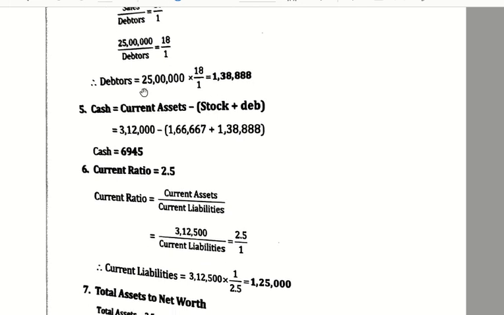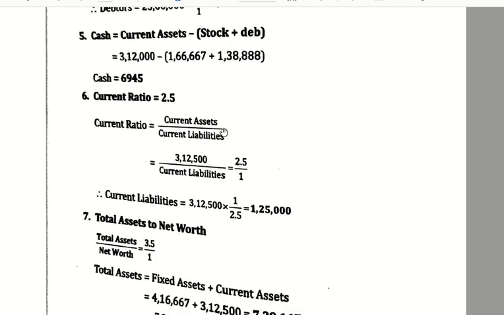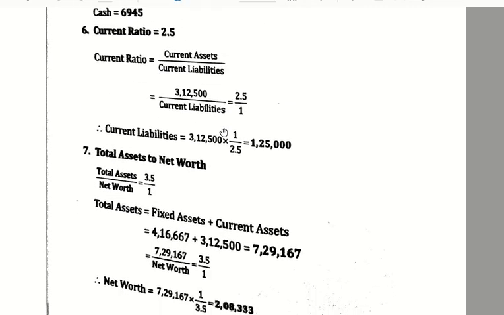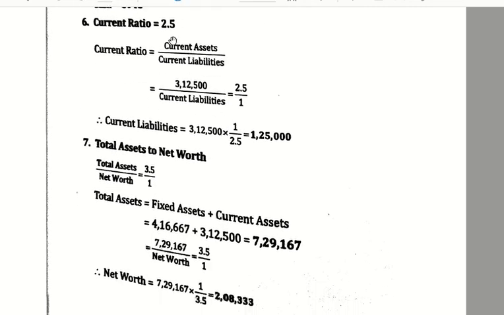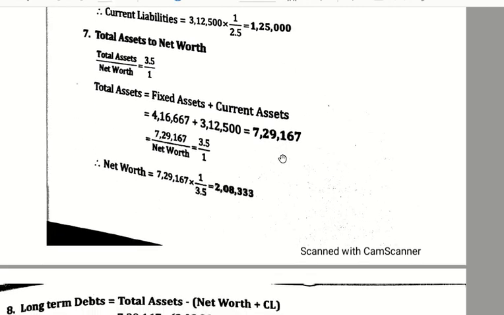Because we have sales, we are assuming everything. We are getting all the factors. How do we find out the cash? Current assets minus stock plus debtors. We have a current asset, we have a stock, we have debtors. So cash is the balancing figure. Now we have the current ratio given. So current ratio is 2.5. We have the current asset. When you cross multiply, we get the current liabilities to be 1,25,000.